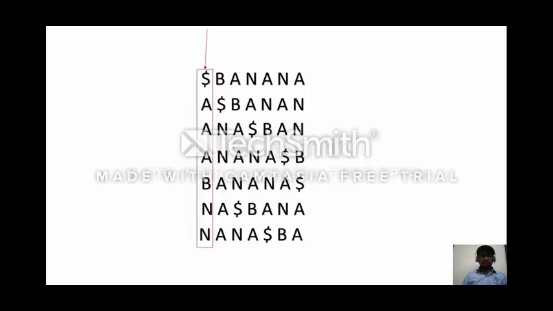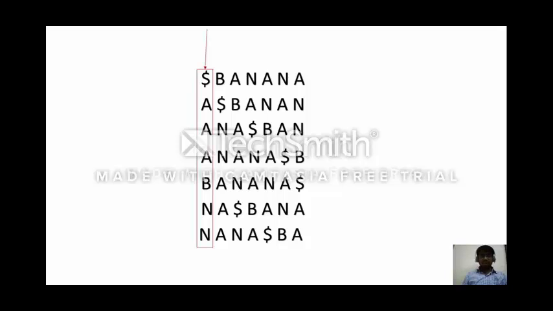Then we'll finish all our rotations. Now, based on the first column, we'll sort the rows. We'll sort the strings alphabetically and get the result. Now this is the final sorted step.